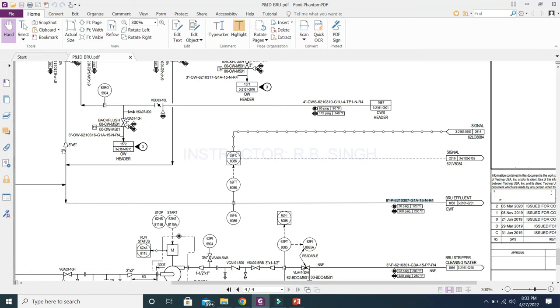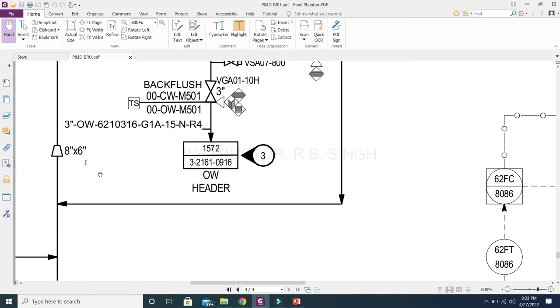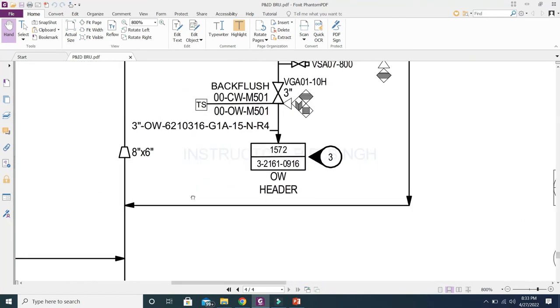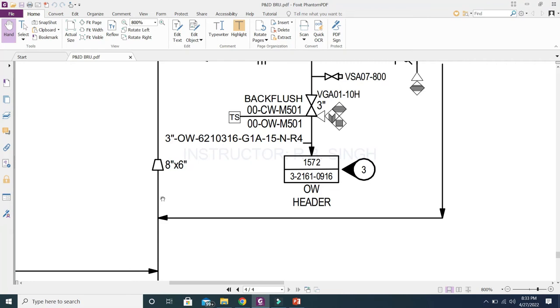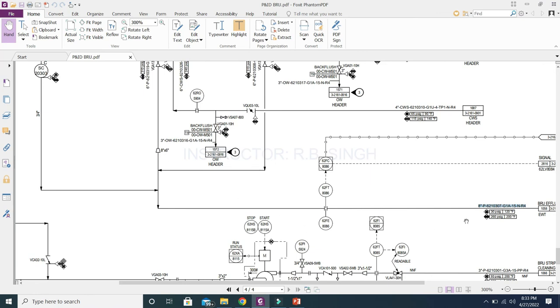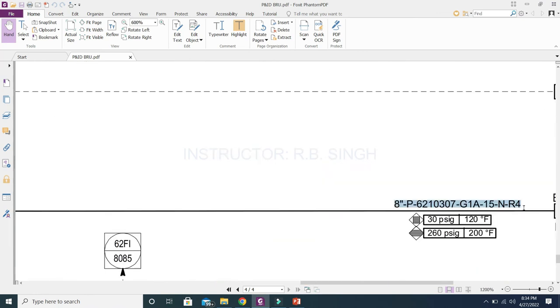But here you can see there is a reducer. Reducer means there is a change in line size. And what is the reducer size? 8 cross 6. That means this line is reduced from 8 inches to 6 inches. So this is called the reducer and this is called the line number.